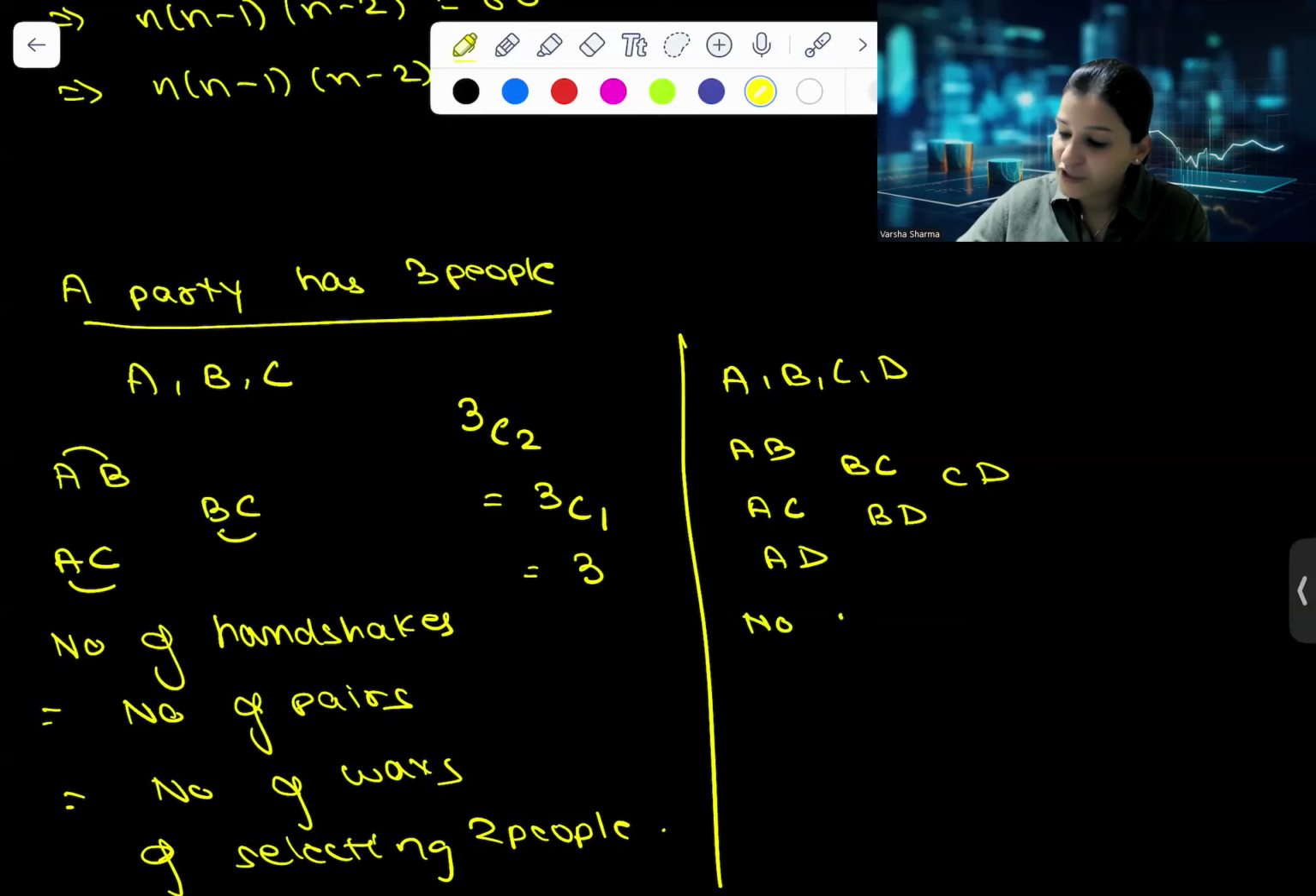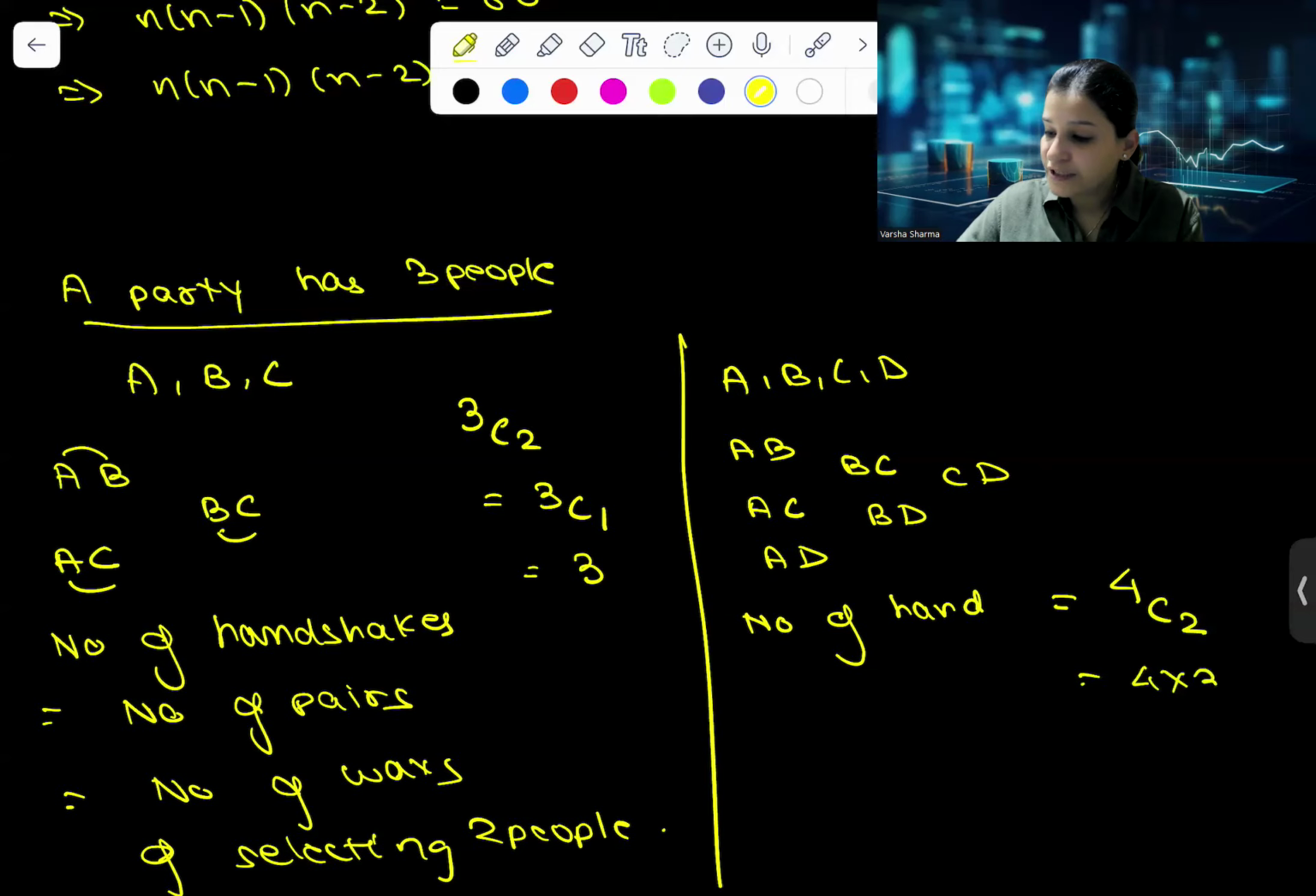So the number of handshakes can also be found by choosing two out of four people. So 4 into 3 divided by factorial 2, that is 6, which is also our answer. That means the number of handshakes if there were 5 people would be 5C2. For 7 people, 7C2. For 10 people, 10C2. If there are n people, it will be NC2, right? So the number of handshakes will be NC2.